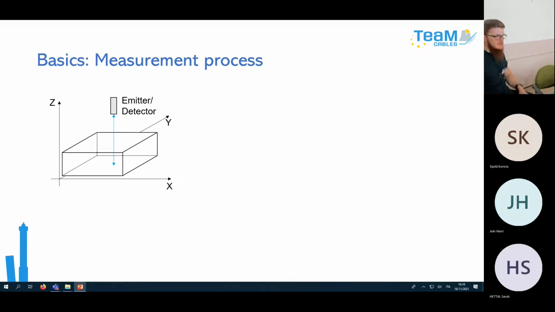Now, our measurement process, as I have shown you just 2 slides before, the sample manipulator moves in the X and Y direction. So if you have this box here as a sample, you move it in X and Y direction, where the detector can scan in the Z direction, so in the depth of the sample.